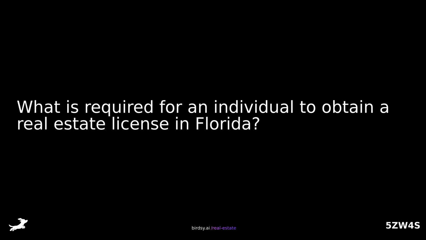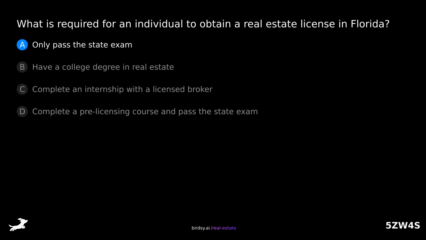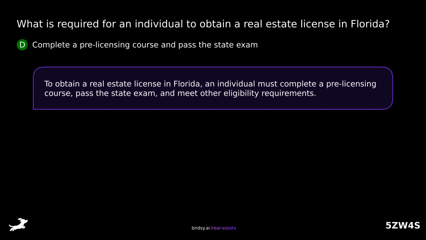What is required for an individual to obtain a real estate license in Florida? Is it A. Only pass the state exam? B. Have a college degree in real estate? C. Complete an internship with a licensed broker? Or D. Complete a pre-licensing course and pass the state exam? The answer is D. Complete a pre-licensing course and pass the state exam. To obtain a real estate license in Florida, an individual must complete a pre-licensing course, pass the state exam, and meet other eligibility requirements.